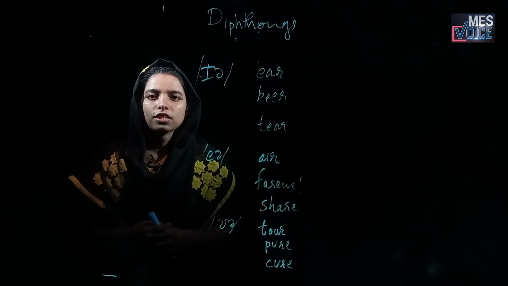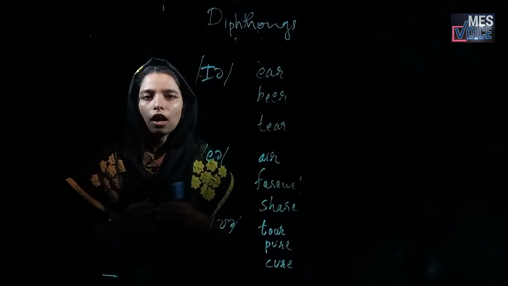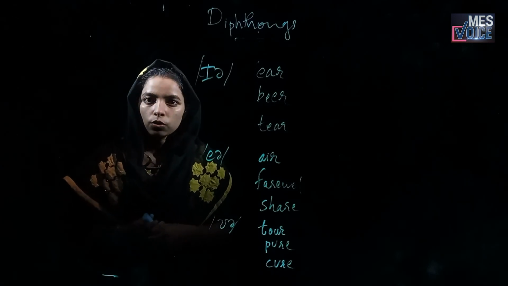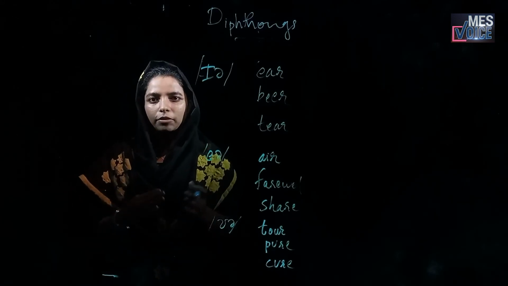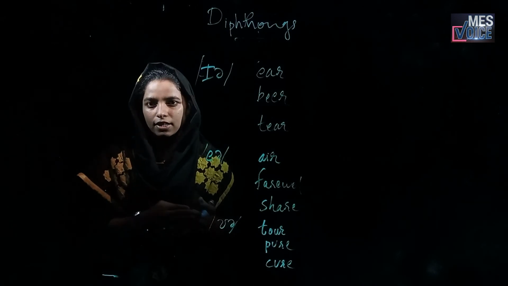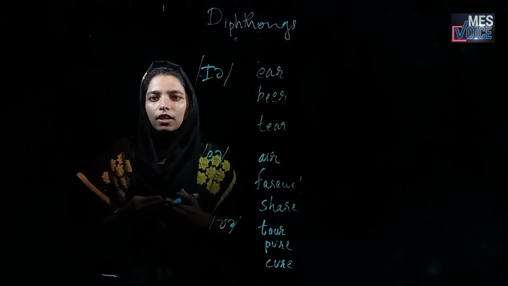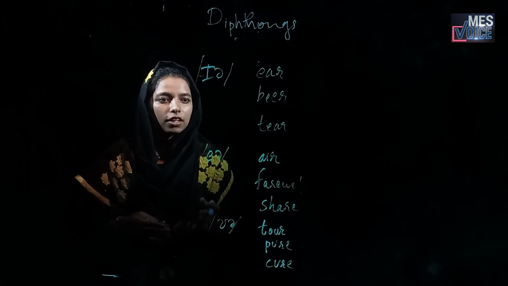The three diphthongs that end in the schwa sound are ear, air and ua. Ear is a diphthong that begins with the vowel e and ends in the vowel a. Ear occurs in words like ear, beer and tear.